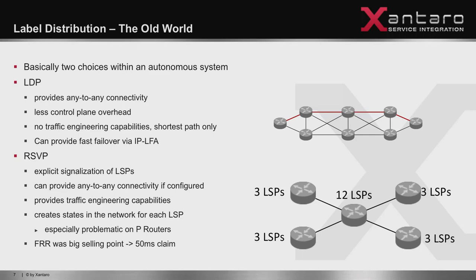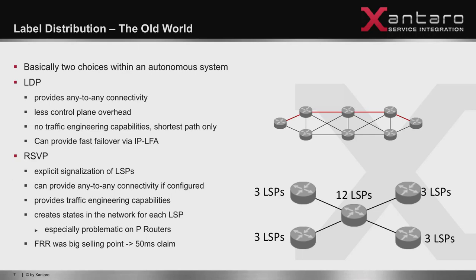Problem is that it creates a lot of state in the network. The example on the bottom shows you four PE routers, and we are only looking at the ingress LSPs, because most of you probably know LSPs are only unidirectional, so you always need one from ingress to egress and then the other way around. So each of these PEs would have three LSPs in order to reach each of the other guys. The poor P router in the middle would already have to handle the state of 12 LSPs with state machines and all of that attached to that.